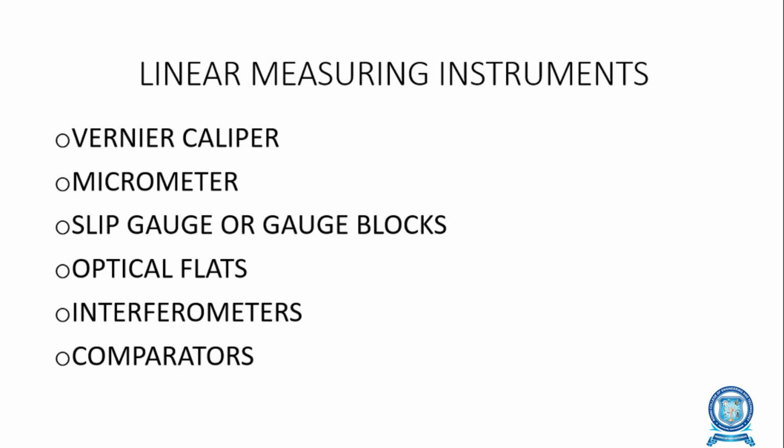Okay, different types of linear measuring instruments. What are the different types of linear measuring instruments? Vernier caliper, micrometer, slip gauge or gauge blocks, optical flats, interferometers and comparators. These are the different linear measuring instruments. Today we are going to see the topic vernier caliper. What is meant by vernier caliper? What is the use of this vernier caliper? What are the different types of vernier calipers? And what are the other instruments with a vernier scale?